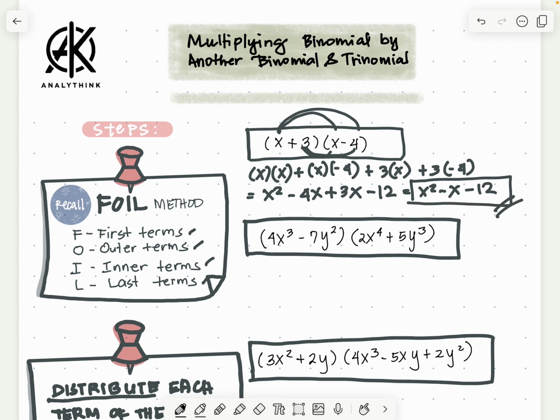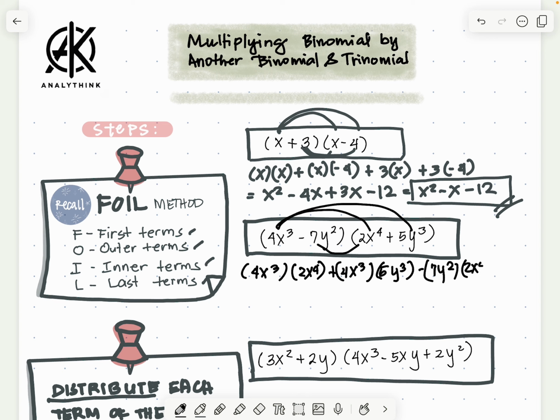Okay. So next, let's try this using the FOIL method. First terms first, so you have 4x cubed times 2x to the fourth, and then outer terms, so you have plus 4x cubed times 5y cubed, and then inner terms, minus 7y squared times 2x to the fourth, and then last terms, plus 7y squared times 5y cubed. And then let's try to simplify this.